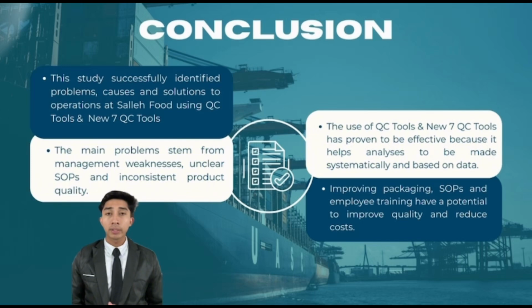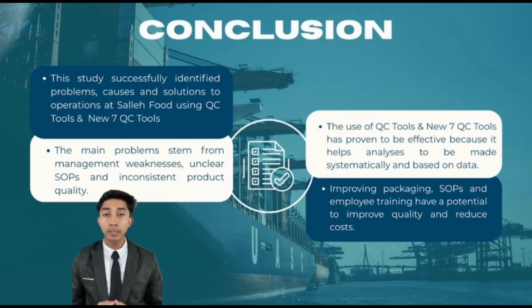As a conclusion to our case study, I will summarize it into 4 points so it will be easy to understand. The first point of conclusion is this case study successfully identified the main problem, cause of problem, and suggested solution in production operation at Saleh Food by using QC tools and new 7 QC tools. Next, the findings from this study have shown the main problem is not just caused by machine or worker, but the weak management strategy, unclear SOP, and inconsistent product quality.